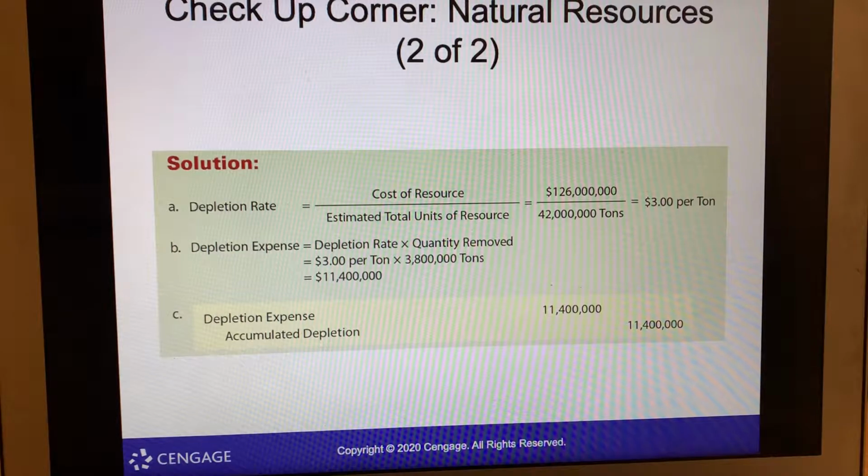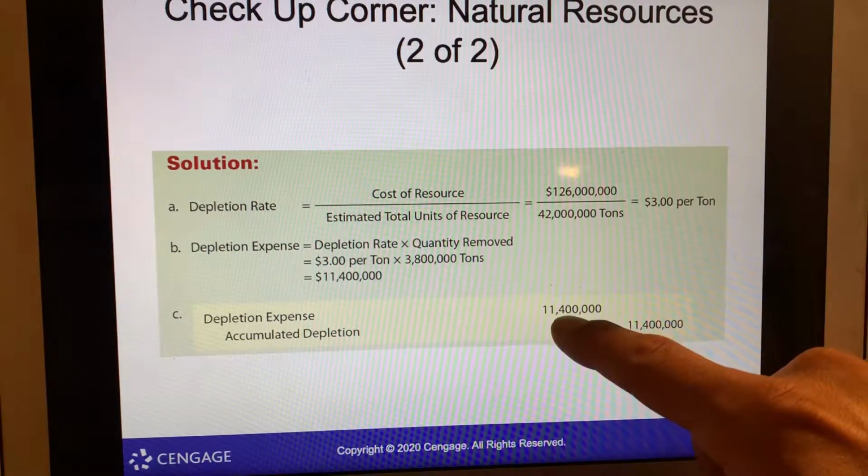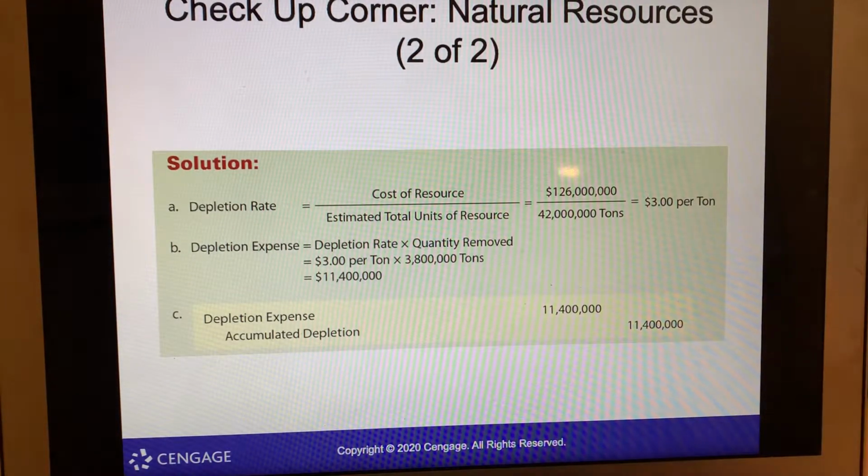So depletion rate times quantity removed: $3 times 3.8 million tons gives us $11,400,000. So depletion expense is going to be $11,400,000, and our accumulated depletion will be $11,400,000. Again, this goes to our income statement. This goes to our balance sheet as a contra asset.